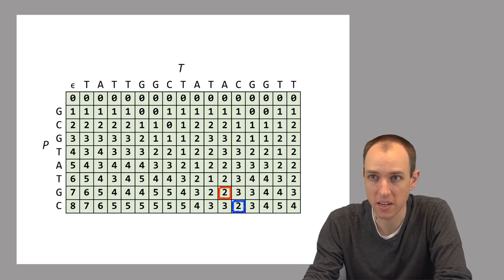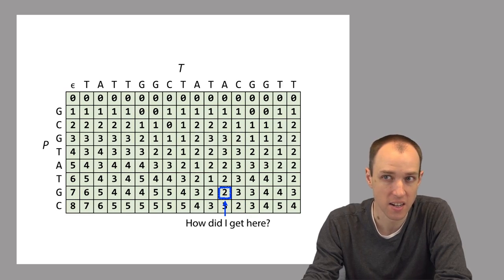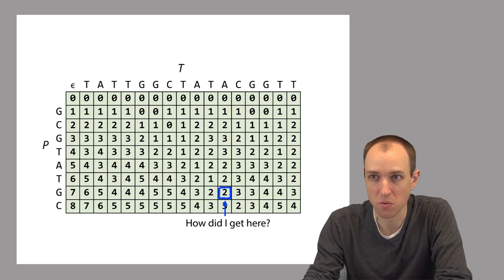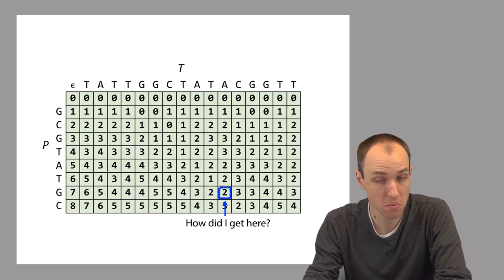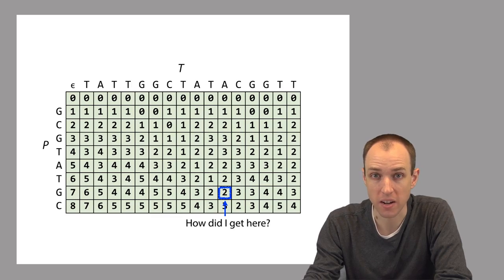So now we can ask the same question of that red cell. How did I get here? And again, we can look at the vertical and horizontal and diagonal contributions. The vertical and horizontal contributions both would be 3 because both the cell above and the cell to the left have a 2 in them. We would have to add 1 for adding on that final gap, so they would both contribute a 3. But the movement diagonally from above and to the left would only add 1, so we must have come diagonally.